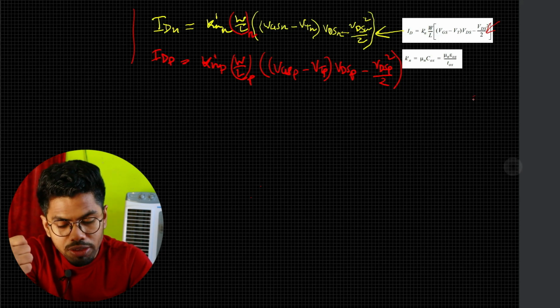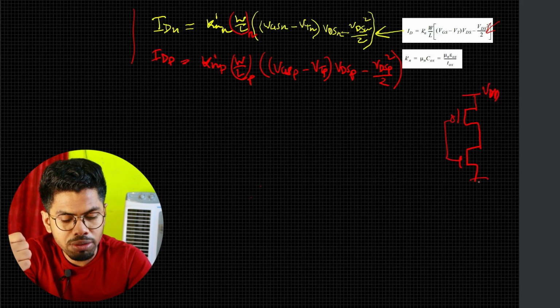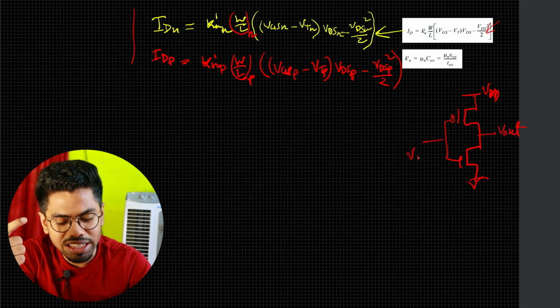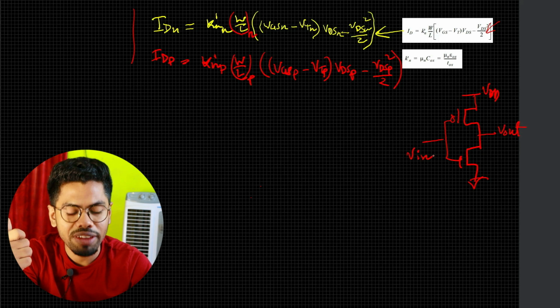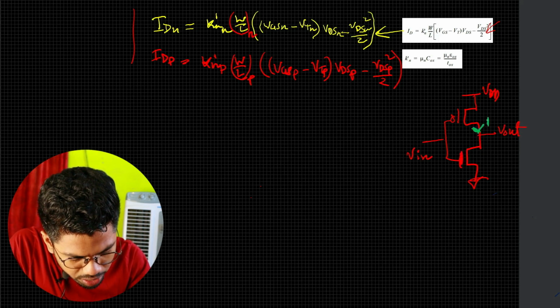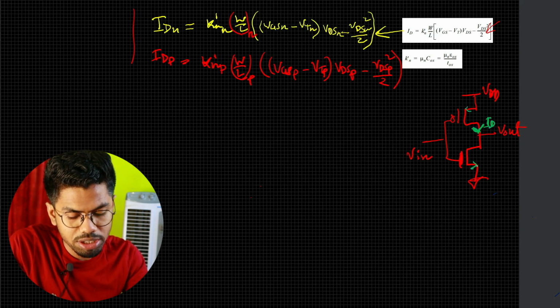So see, if we have our inverter here, probably I have written it 100 times till this date. This would be your V out and this would be your V in. Perfect. And one thing you need to know is that here we have our ID. It is the drain current. Here we have the source and here we have the source, right?